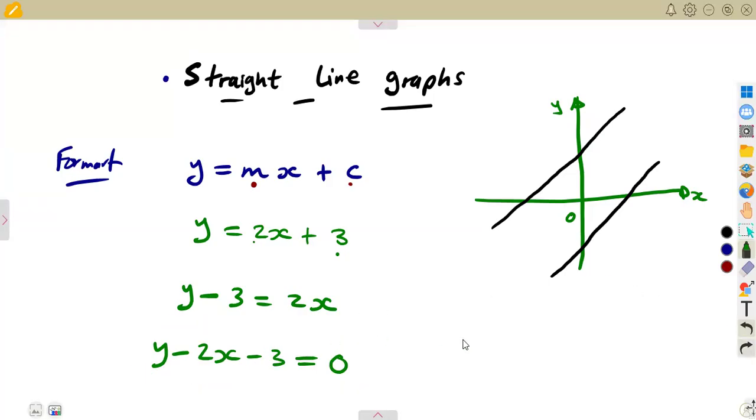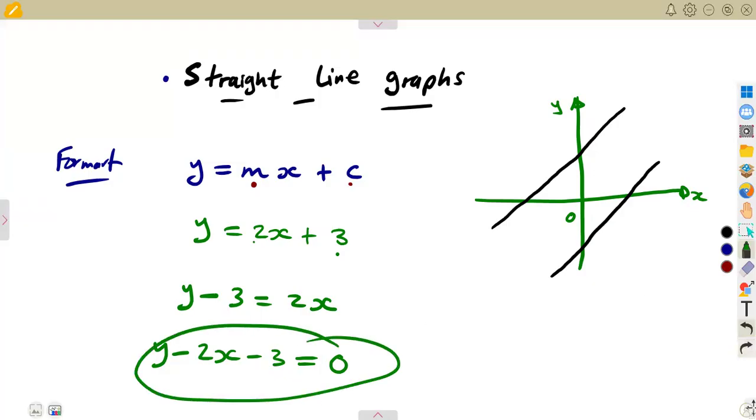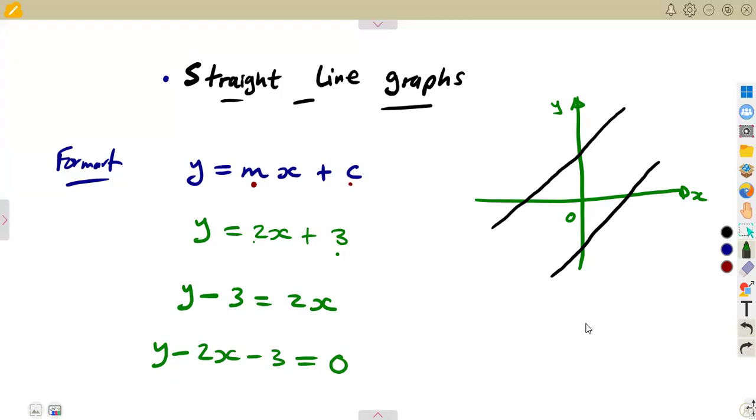We just change numbers this to that. Nothing has changed. If the exponent on x is still a 1, it's still a straight line. You are given this y minus 2x is equal to 3, it is still a straight line. The highest power on x is 1.